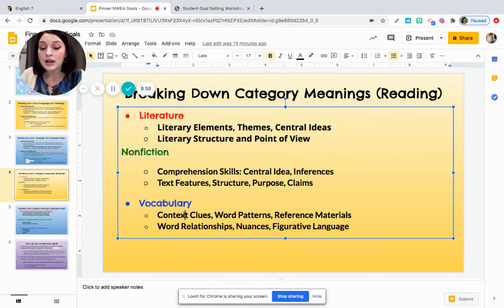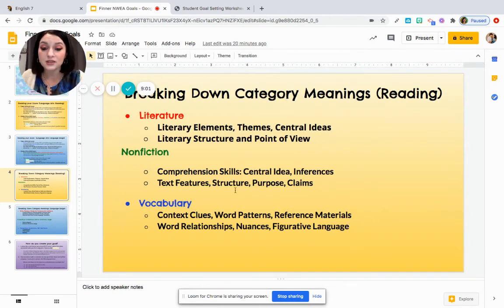For vocab, context clues, word patterns, again, that's where etymology comes in, right? Word relationships, nuances, figurative language, again, things and skills that we'll get into, but you've already been exposed to so much of this, so you guys are already on a great, great path.